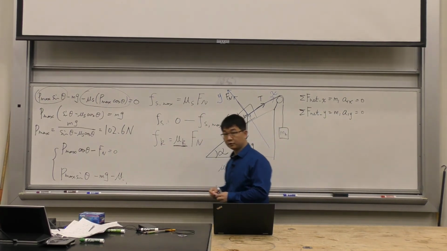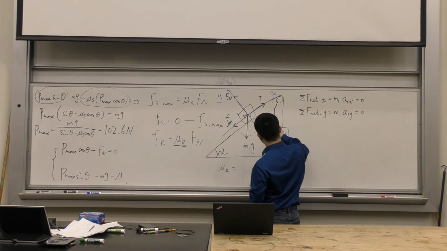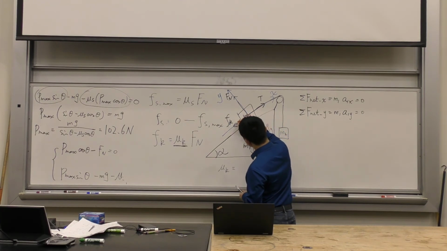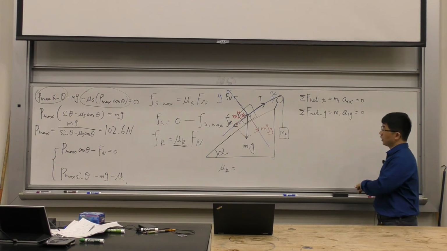So the gravity, you break it into x and y. We have done that, right, when we were solving the problem with static friction. You're going to break it this way. This is m1gy, and this component is going to be m1gx. Okay? Now let's put everything together.